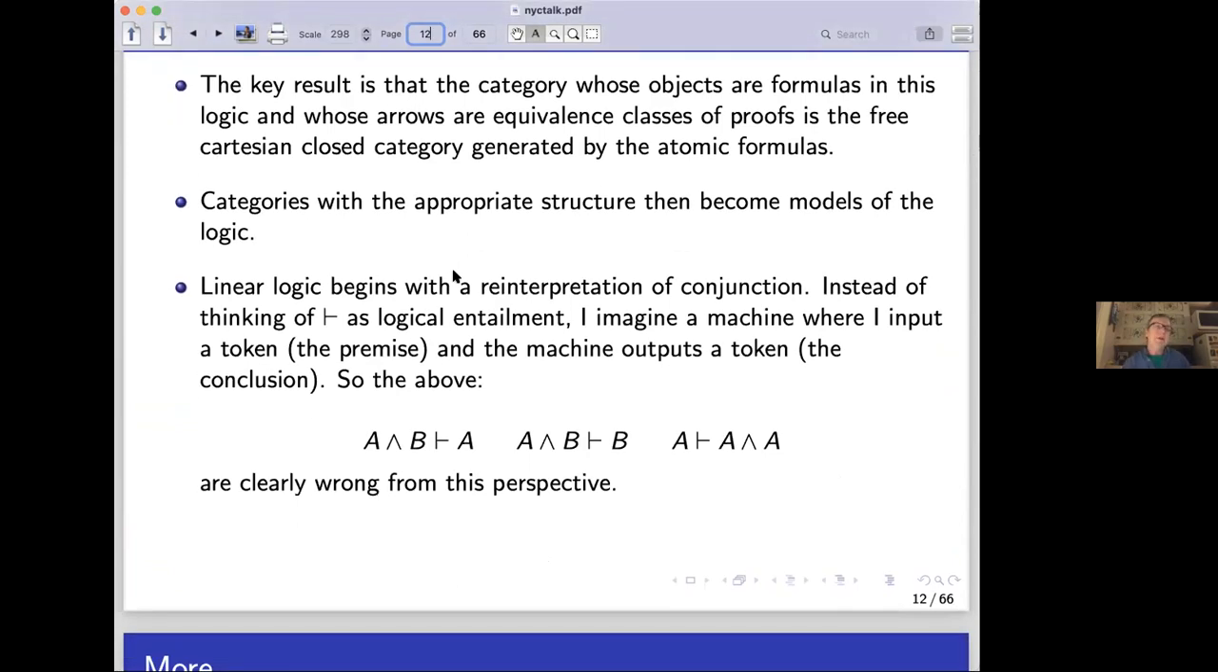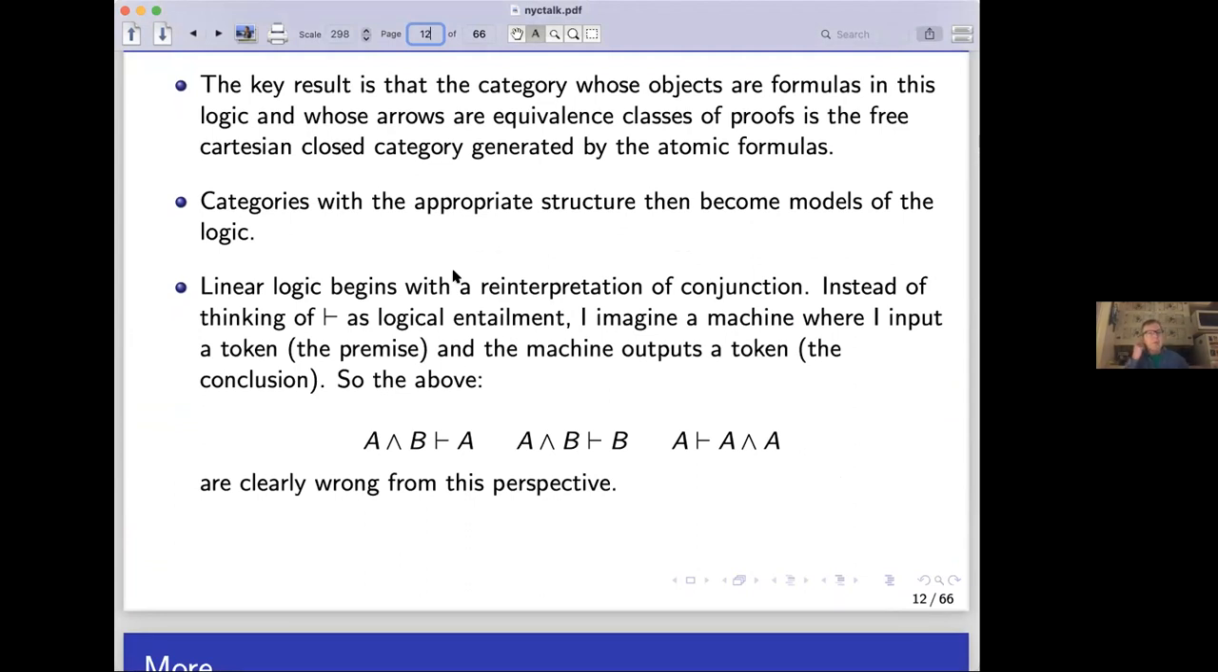So linear logic changes the game, and it changes the way we think about logical entailment. Instead of interpreting logical entailment as the premise implies the conclusion, we're going to imagine that we have a machine. And in that machine, I can input a token, and then the machine outputs a token.